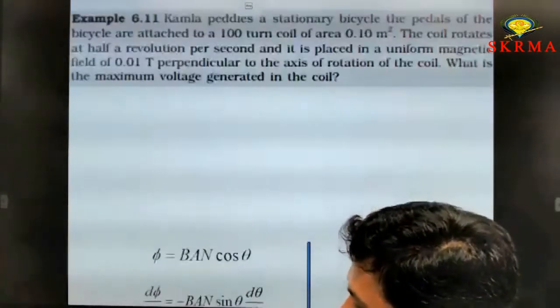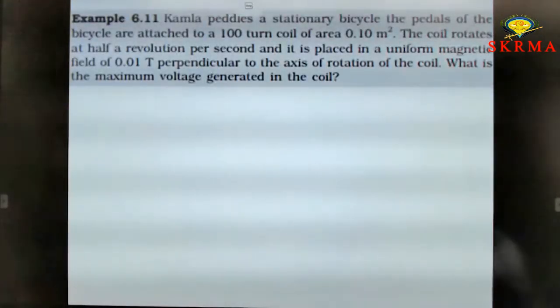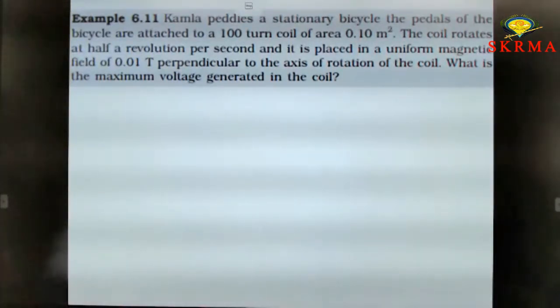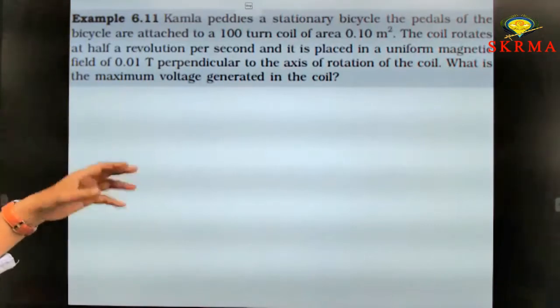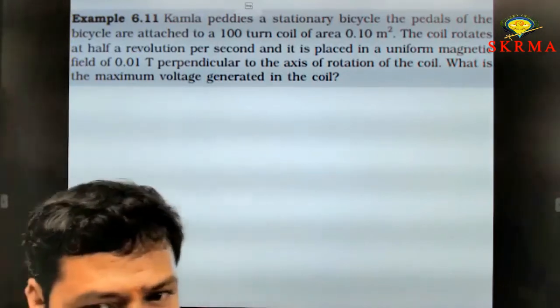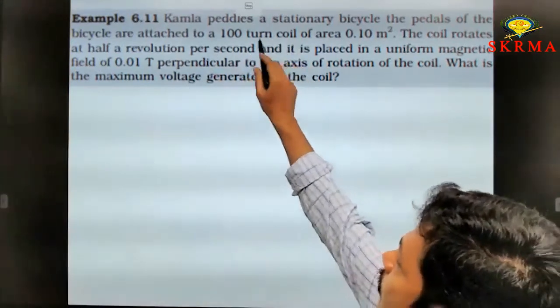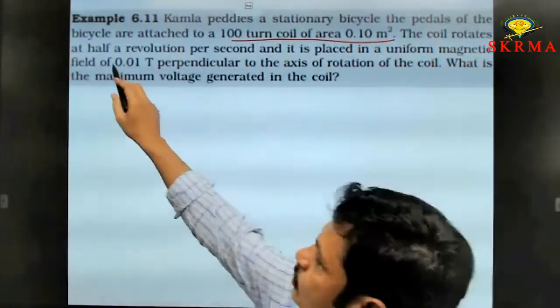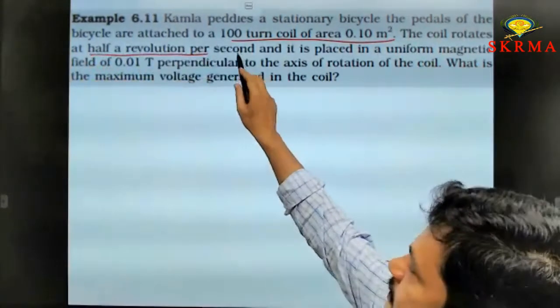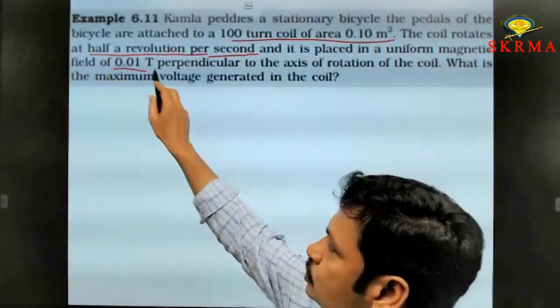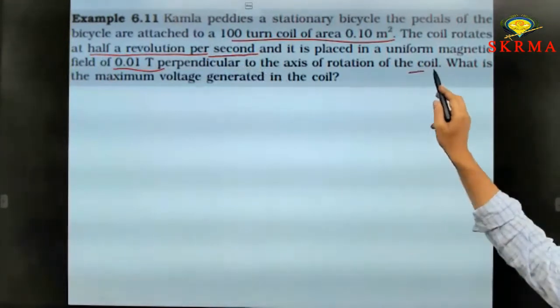These are the equations. The next one is also a problem based upon the AC generator. Induced in that rectangular coil. Here, Kamla pedals a stationary bicycle. The pedals of the bicycle are attached to a 100 turns coil of area 0.1 meters square. The coil rotates half a revolution per second and is placed in a magnetic field of 0.01 Tesla perpendicular to the axis of rotation of the coil.